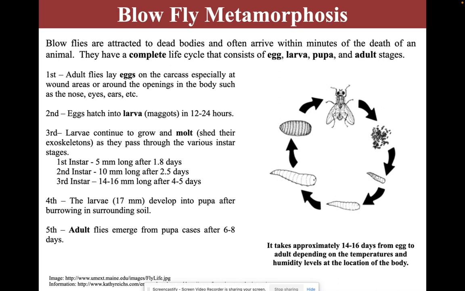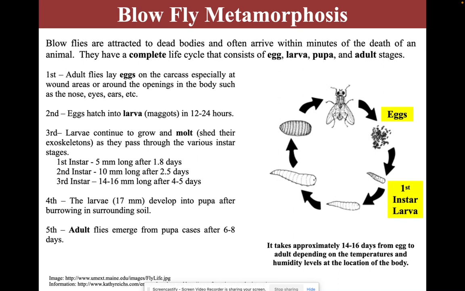So first, the adult fly will lay the eggs on the carcass, and this would be especially around areas where the wounds are or openings in the body, such as the nose, eyes, ears, mouth. And then the eggs will hatch into larvae, what we know as maggots, within 12 to 24 hours. So this is going to be from where I just showed this. Anyway, it'll be the little worm looking guys on the bottom half of this circle.